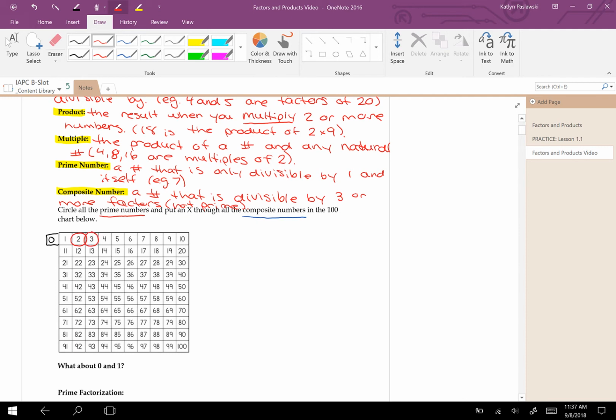You do the same process with 3. When we look at 4, 4 can be divided by 2, so therefore it's not a prime number. 5 is only divisible by 1 and itself. 7, and now so on. I'm just going to circle all of the prime numbers from 0 to 100. And these are the numbers that are only divisible by 1 and itself.